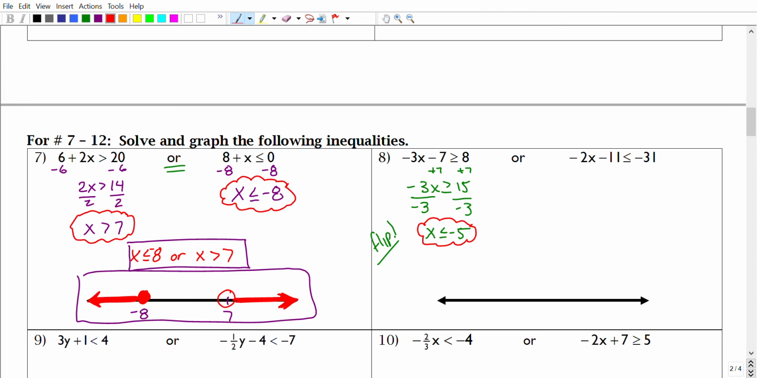Excuse me. Okay, let's go ahead and solve for the next one. I'm going to get rid of my 11 first.